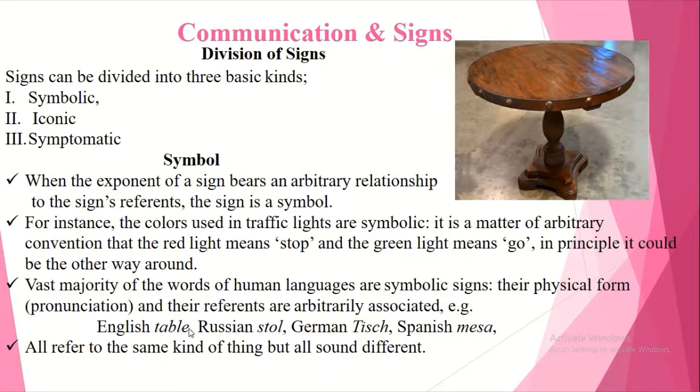For example, in English, we have the word table, but in Russian, German, and Spanish, we have different words. All refer to the same kind of thing, but all sound different because there is an arbitrary relationship, no connection at all. We human beings just make the connection between the object and the word we are using. So it's a symbolic kind of relationship between the word table and the actual object table.